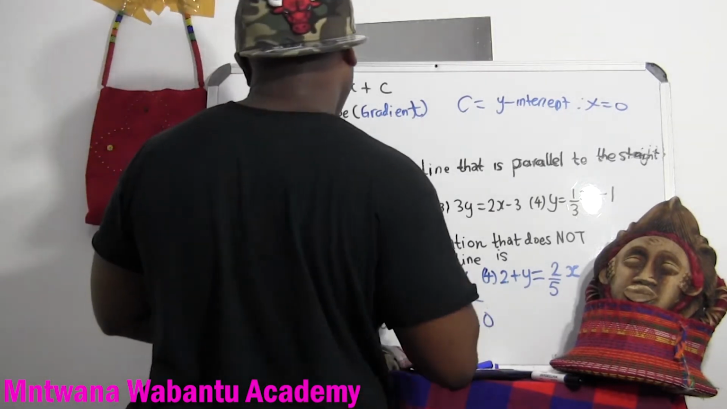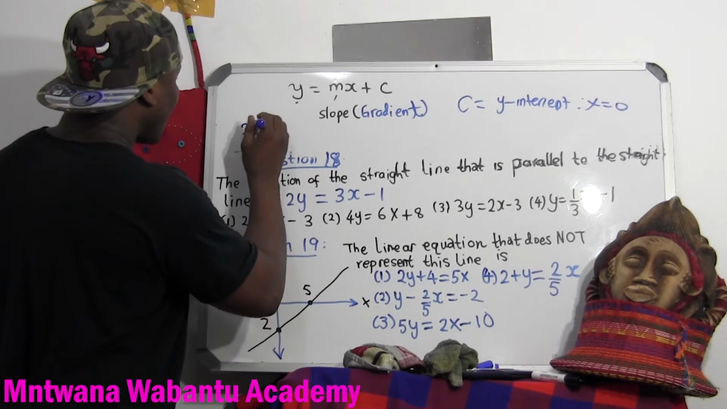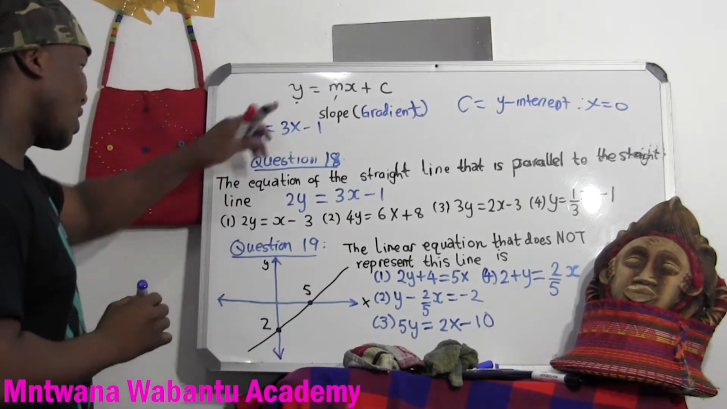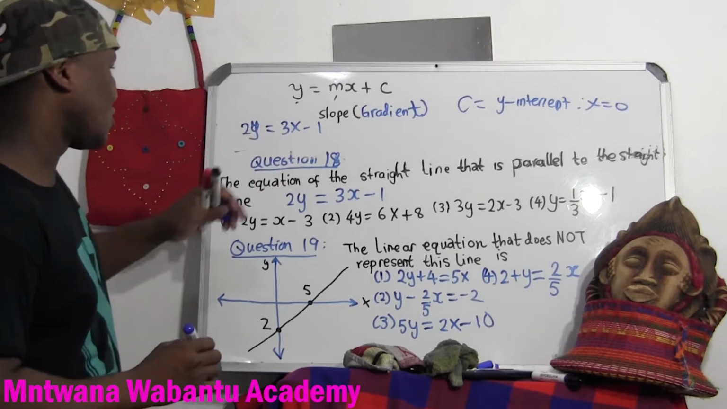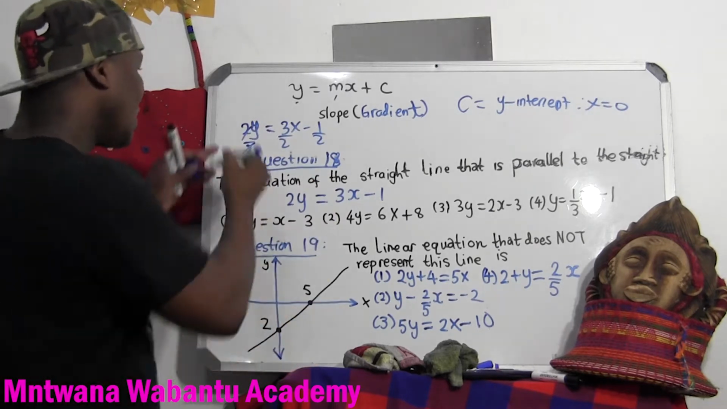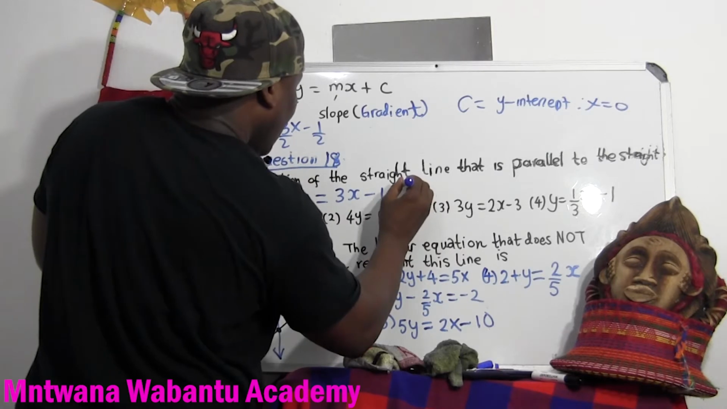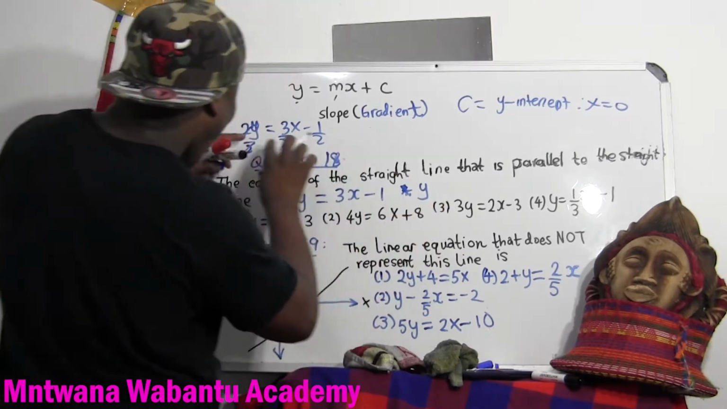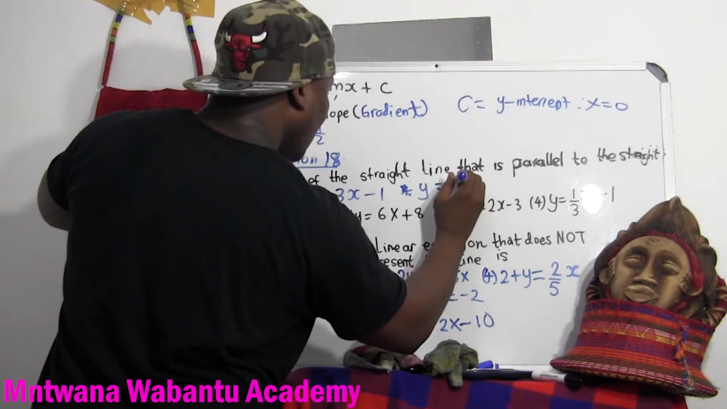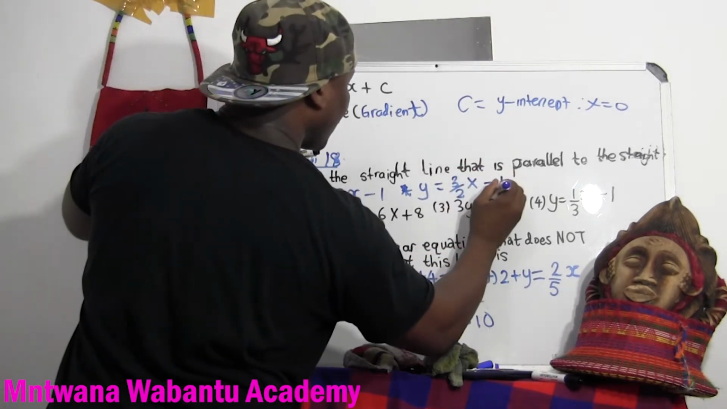So now let's rearrange the equation. This is our equation here, which is 2y equal to 3x minus 1. So I'm going to have to keep y alone. Can you see? So divide by 2, divide by 2, and divide by 2. This and this cancel. So we're going to say the standard form of the equation which is given is y equal to 3 over 2 x and then minus a half.